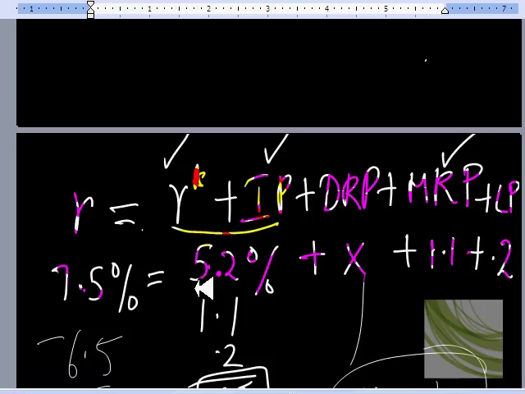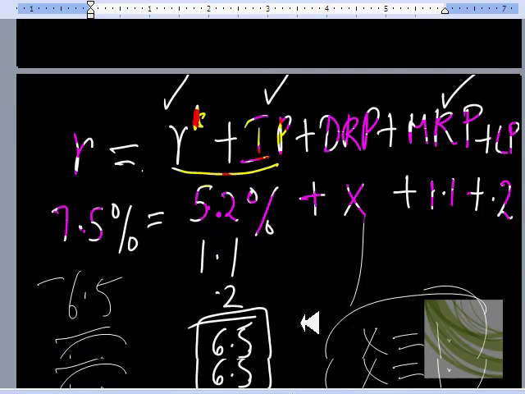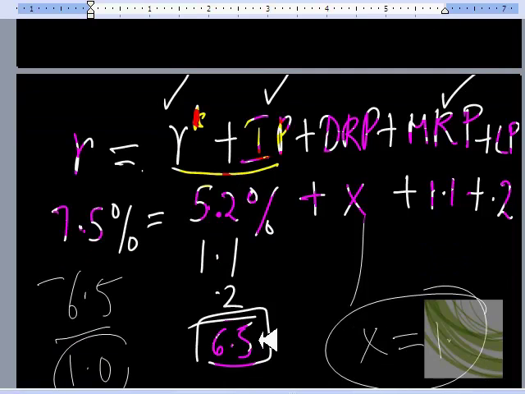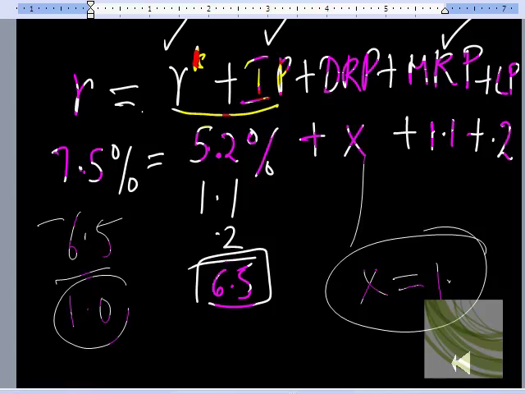So 7.5% is the rate on the corporate. The corporate yield equals your risk-free rate plus the inflation premium plus the default risk premium plus the maturity risk premium plus your liquidity premium. We know all these numbers except the default risk premium. We know the rate is 7.5%, and the T-bill is 5.2, but the T-bill includes the inflation premium, the risk-free rate plus the inflation. So 5.2% plus 1.1 plus 0.2 equals 6.5. Deduct 6.5 from this side and from that side, and we arrive at 1%. So our default risk premium equals 1. I will stop this here, and if you have any other questions, please feel free to send me an email, and I'll be glad to help you.